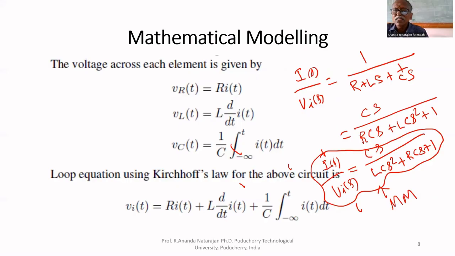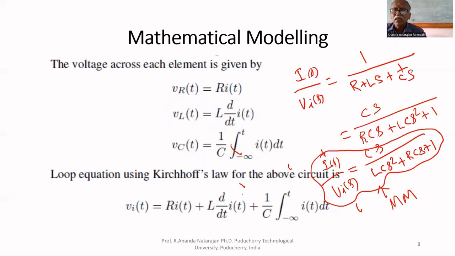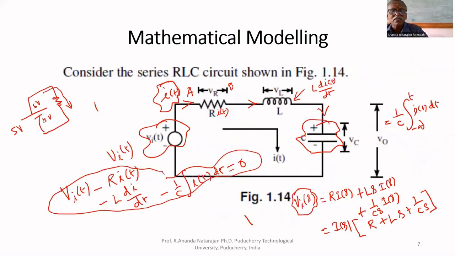It is called transfer function. What is the definition for transfer function? Transfer function means Laplace transform of output upon Laplace transform of input. You see what we got here? We assumed that I of t is the output. What is the Laplace transform of output? I of s. So this is in the numerator. Denominator, what is that? Laplace transform of input. What are we giving in the circuit?